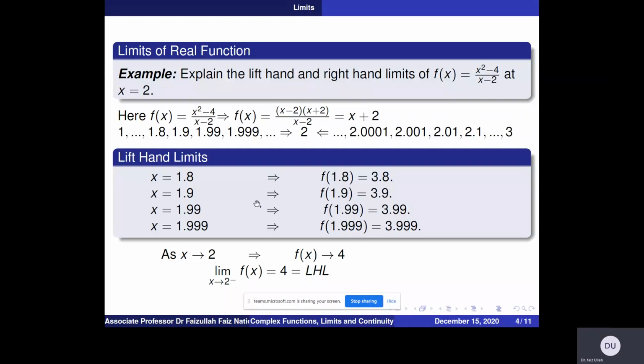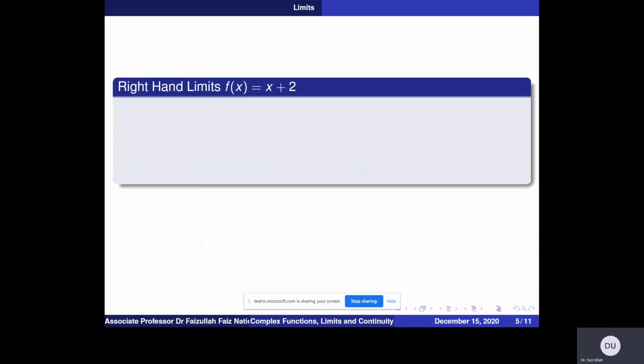The value of x very, very close to 2. And now let us see the right hand limits of this function. So now we are going from the side of 3. So I will put 2.1 in this function, then I will put 2.01, then 2.001, and we will examine the behavior of this function. So let us put x is equal to 2.1.